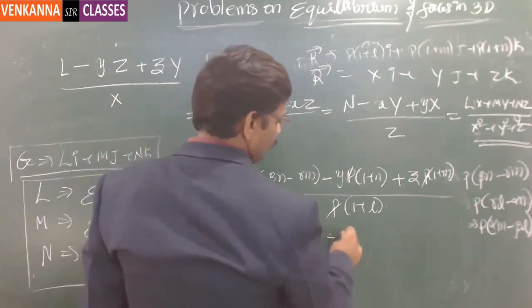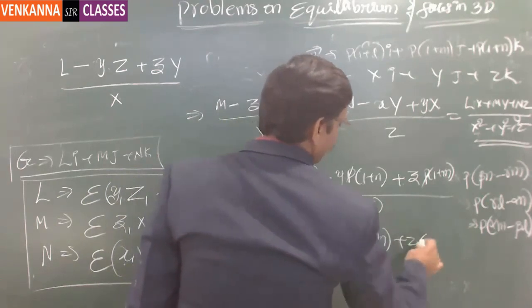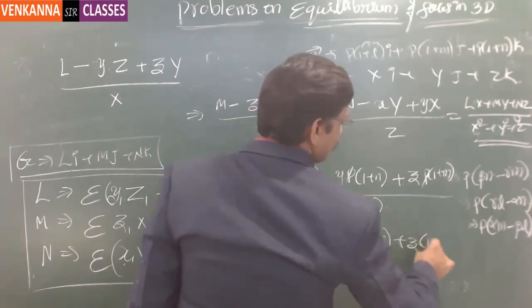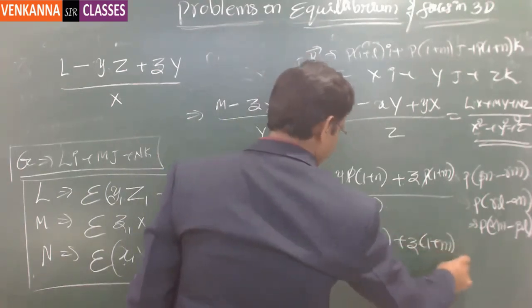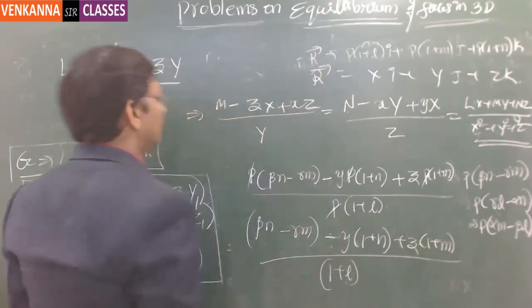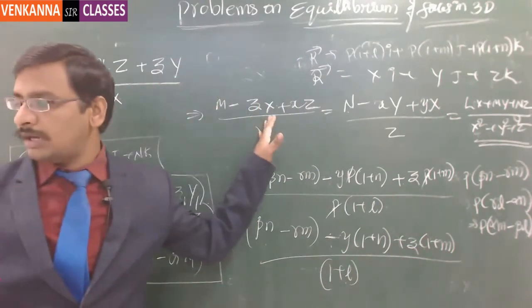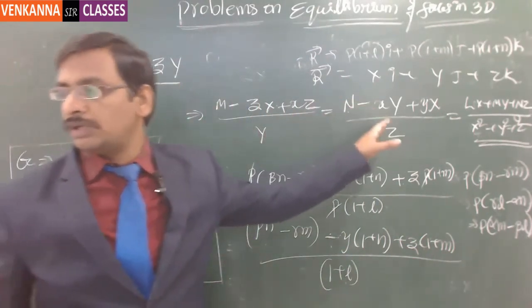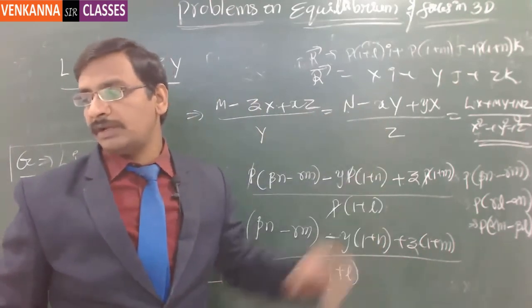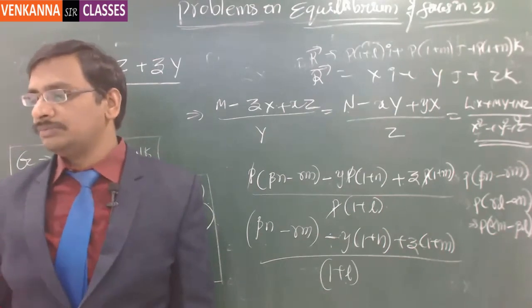So beta n minus gamma m minus y times of 1 plus n plus z times of 1 plus m divided by 1 plus L. So this is only this part of the equation. Now similarly you substitute here and put the equation. Substitute here and put the equation. That will be the final answer. Got it? Understood?